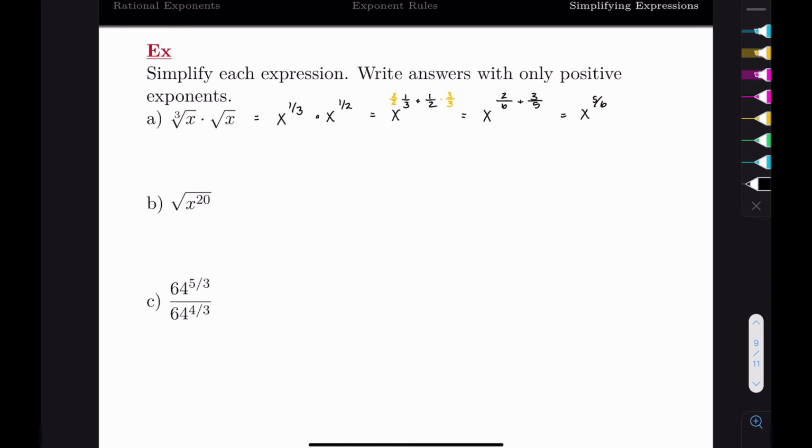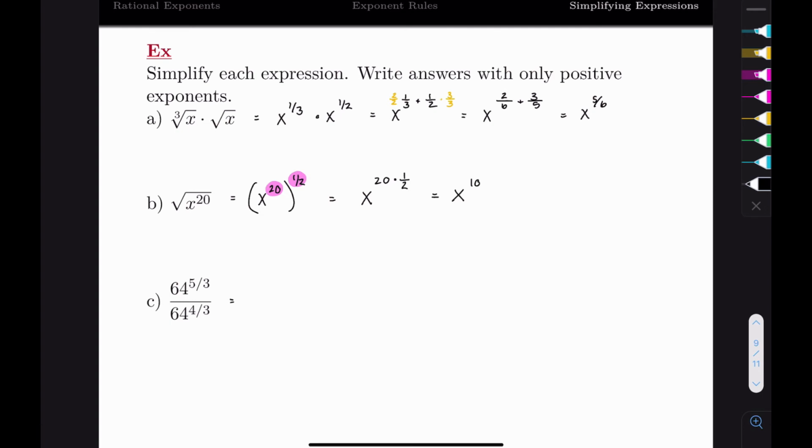For this next one, we have the square root of x to the 20th. So we have seen examples like this, but now I can actually do this in a little bit easier way. So this is x to the 20th to the 1/2 power. And now we have a power to a power. We can just multiply those two. So this is x to the 20th times 1/2, or instead x to the 10th power. Okay.